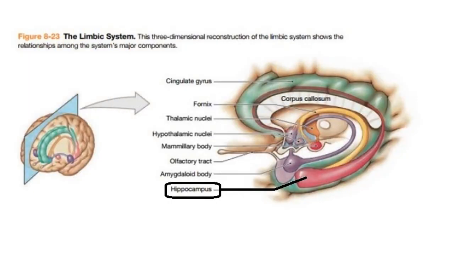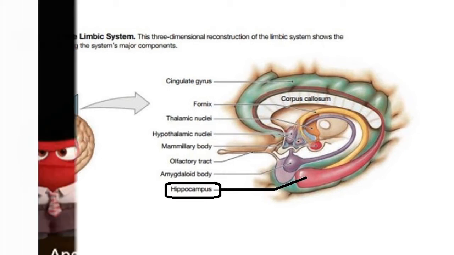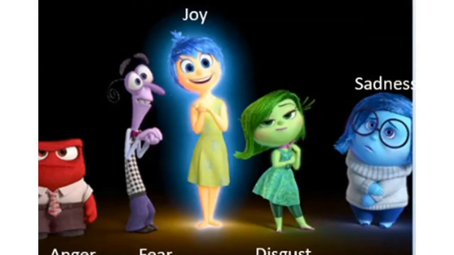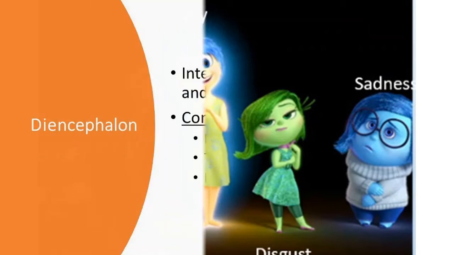So in this diagram, you can see the limbic system. I have circled the hippocampus. So hippocampus is involved with short-term and long-term memory. Emotions, as you can see here, these are some of the emotions that we experience: anger, fear, joy, disgust, sadness. And these emotions are established by limbic system.